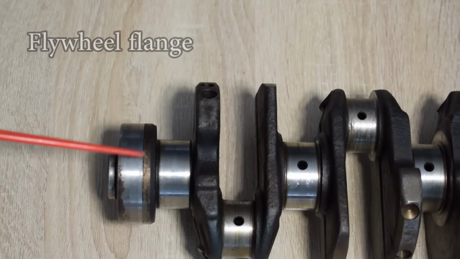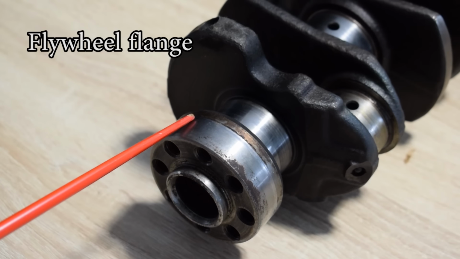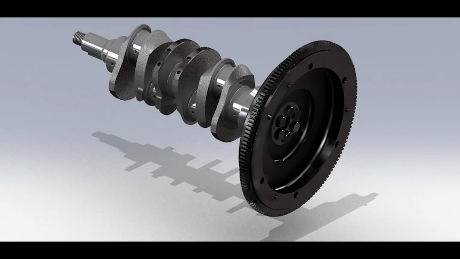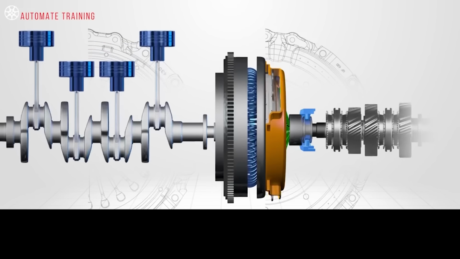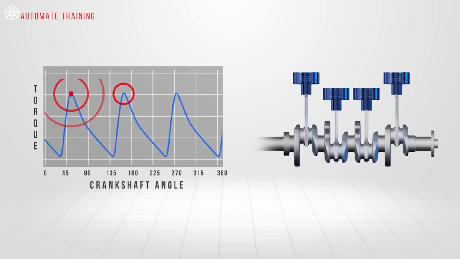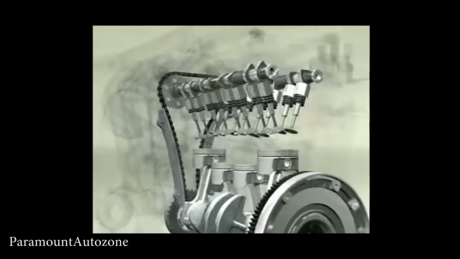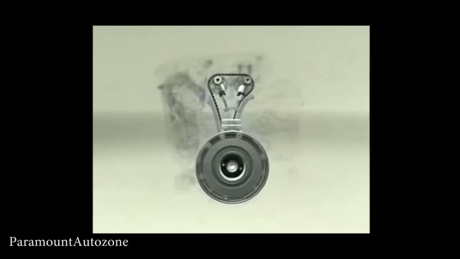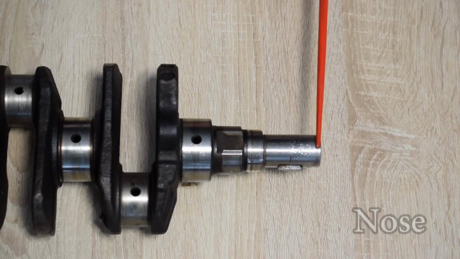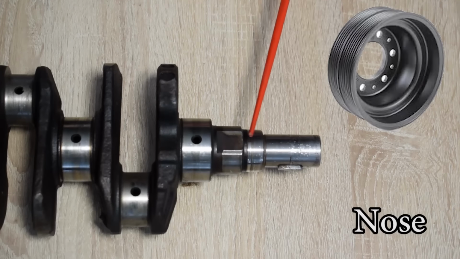At the end of the crankshaft, the butt of the crankshaft if you will, we are going to find a flywheel flange. This is where the flywheel is bolted onto. The flywheel, with its heavy round mass, has the task of smoothing out the pulsation of the combustions inside the engine. These pulsations occur at different times, and without a flywheel, the engine would feel much less smooth. On the other end of the crankshaft, we have the nose, and this is where the crankshaft pulley is attached to.